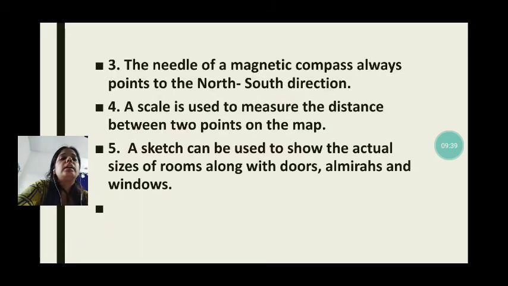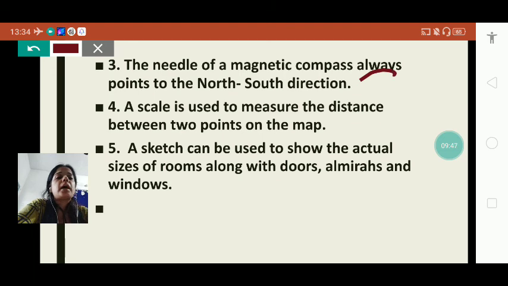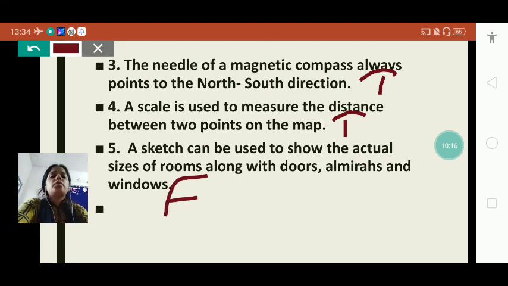Next one: the needle of a magnetic compass always points in the north-south direction. Is this true or false? Yes, the needle of a magnetic compass always points toward the northern and southern hemispheres, called the north and south direction. A scale is used to measure the distance between two points on the map. Yes, it is also true. Number 5, a sketch can be used to show the actual size of a room along with doors, almirahs and windows. It is false.